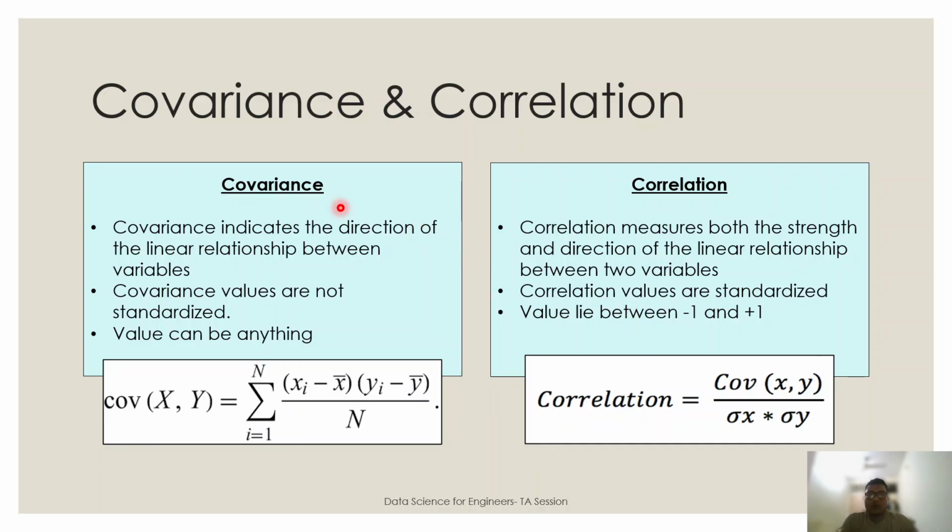Covariance is basically a value that can be negative or positive, ranging from minus infinity to infinity. Based on that value, you can say whether the relationship is proportional or inversely proportional. That's covariance. But here they make it more standardized, where you get direction as well as strength.